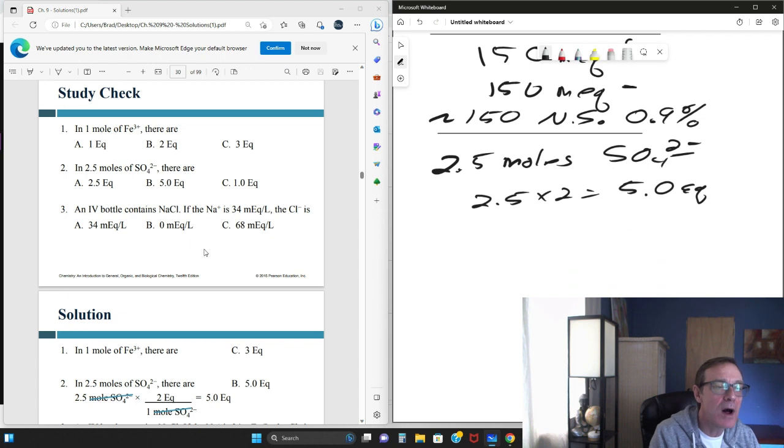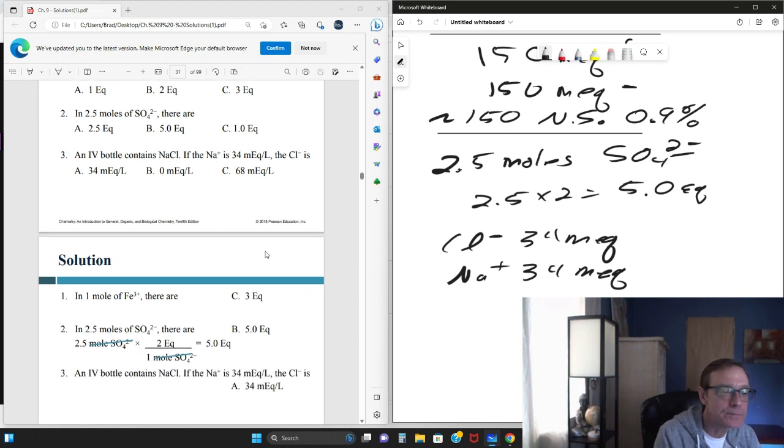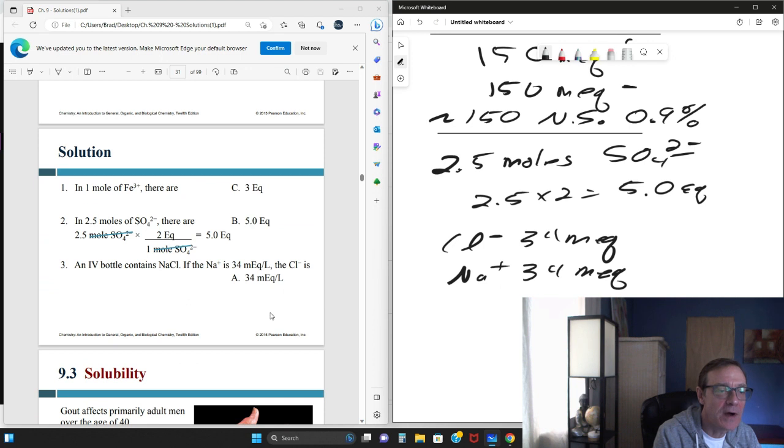And we have an IV bottle with sodium chloride in it. If the chloride has 34 milliequivalents, that means to balance out the negative, you're going to have precisely 34 milliequivalents of sodium to balance it out. Negative 34 plus 34. Okay, so 3, 5, and 3. Good. And I think that's a good place for us to stop for today.